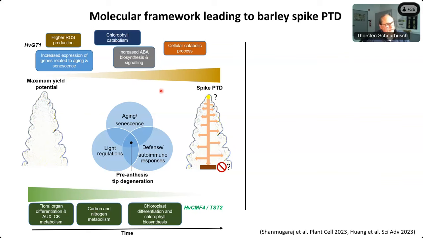On the other hand, Nanda Kumar also found a lot of other things which are actually suppressing the development of the developing spikelets at the tip, and they are mainly associated with higher ROS production, increased ABA biosynthesis, or chlorophyll or other cellular catabolic processes. And overall, one can say maybe that PPD is associated in particular with aging and senescence, light reactions, and defense or immune responses. Yeah, so we have this kind of promoting effects coming from the base, let's say, from chloroplast development differentiation, but also we have from the top the repressing functions.